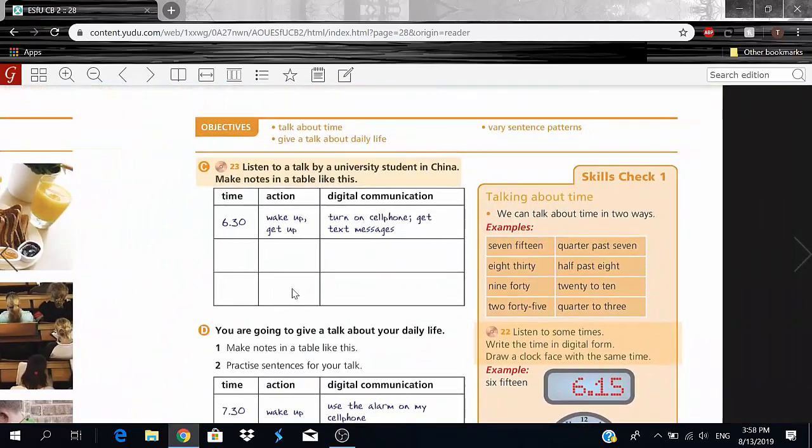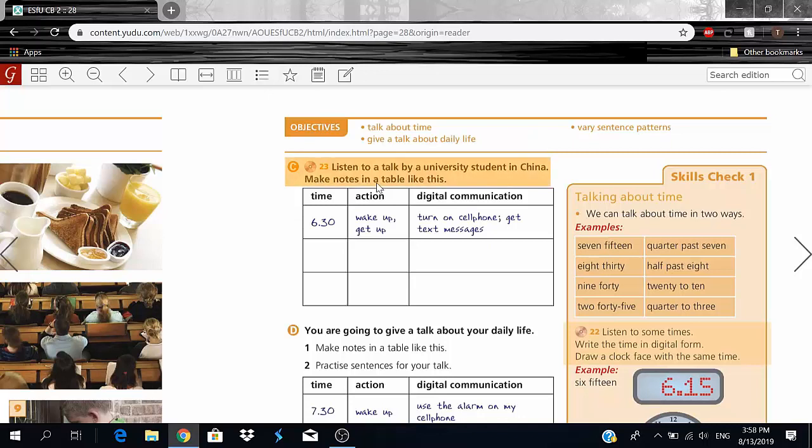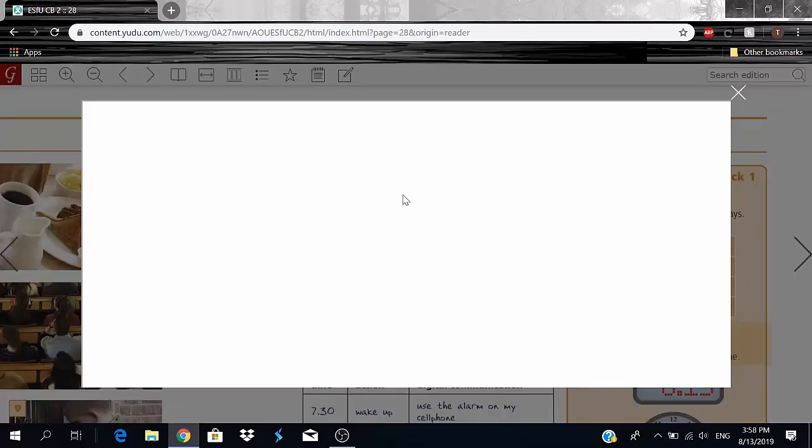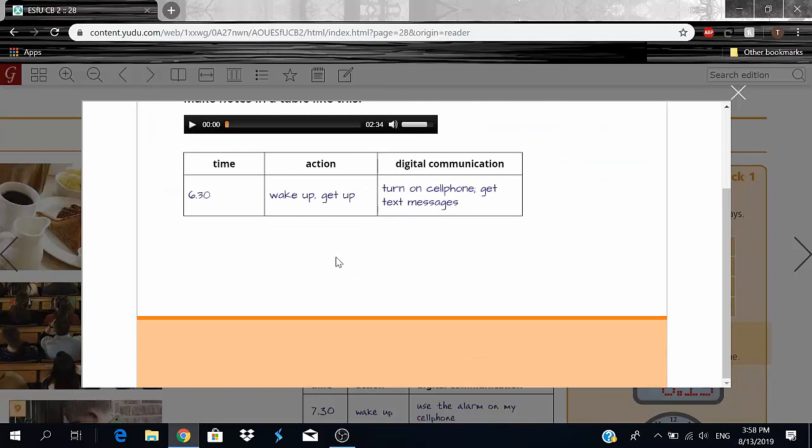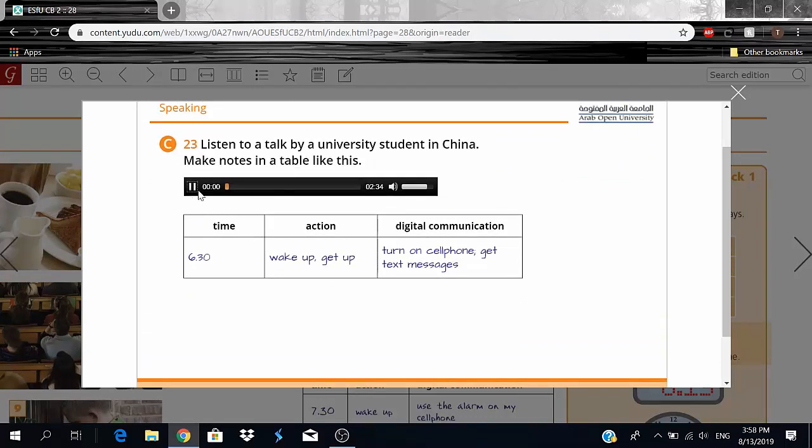Now let's move on to exercise C here. Here we're going to be listening to a talk by a university student in China. Okay, and he wants us to make notes in a table like this. Okay, so I want you guys to make a table like this in your notebook or in a sticky note or whatever. Okay, you're going to write time, action, and the digital communication used. Okay, so we're going to be listening to someone's talk now, so this will not be our own information. Okay, you guys? Here, let's have a listen. 23. Exercise C.